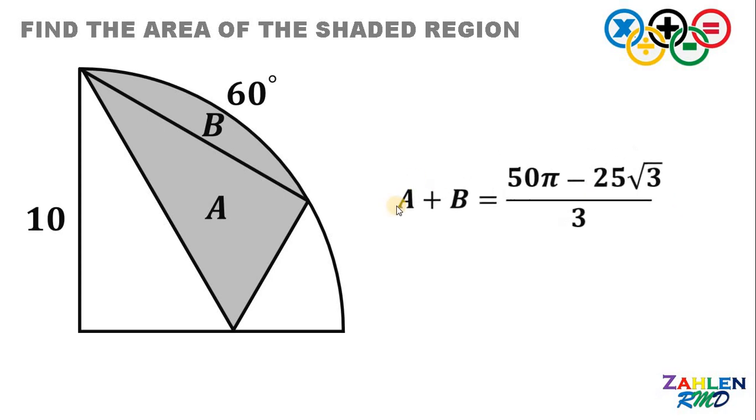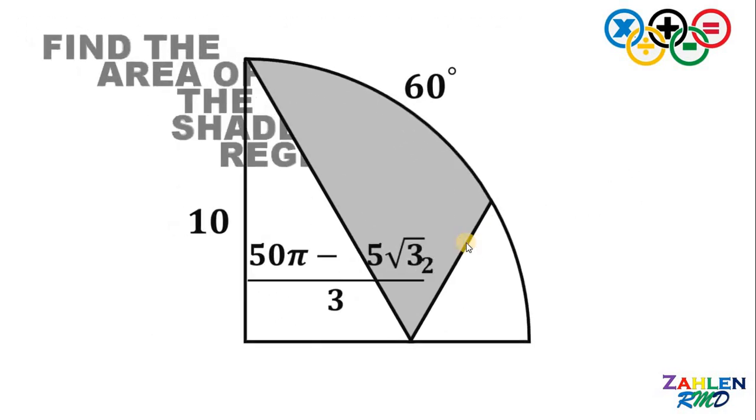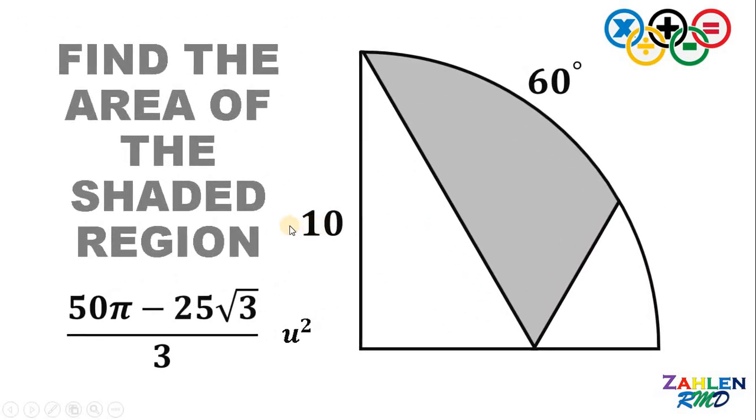So this will give us the value of A plus B as 50 pi minus 25 square root of 3 all over 3. Therefore, the area of the region shaded in gray must be equivalent to 50 pi minus 25 times square root of 3 all over 3 square units. And, as always, we are done.